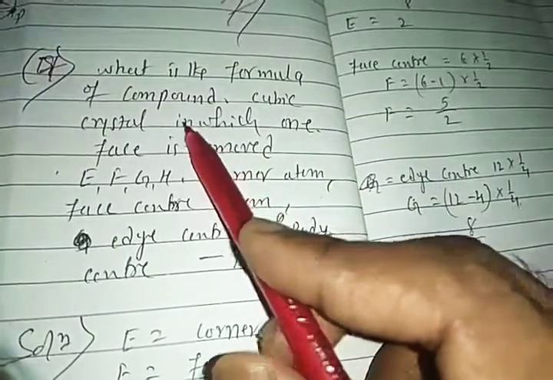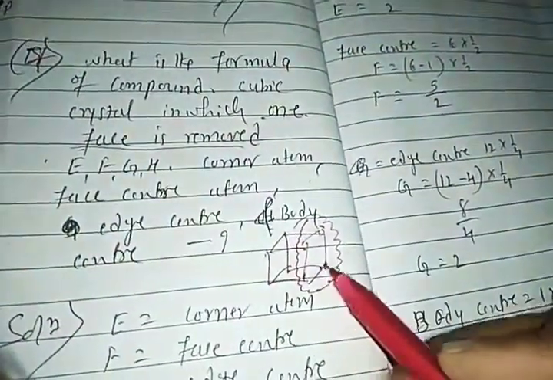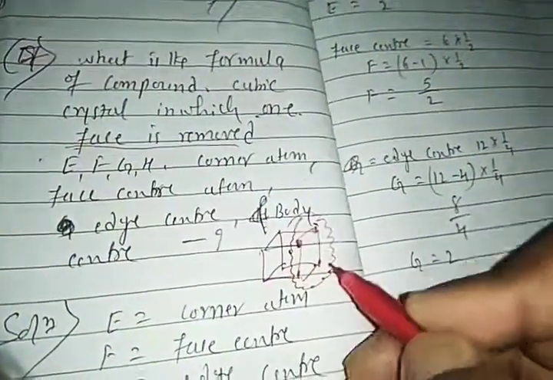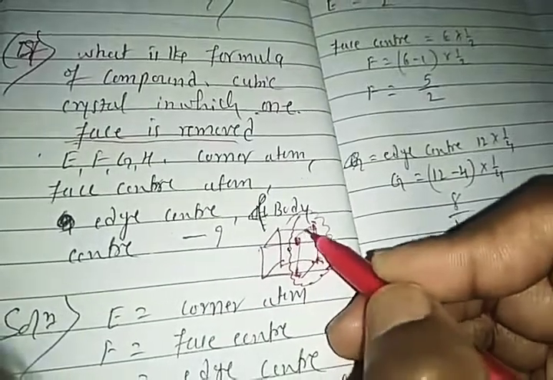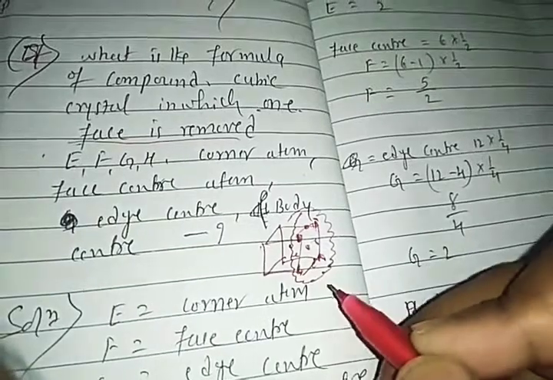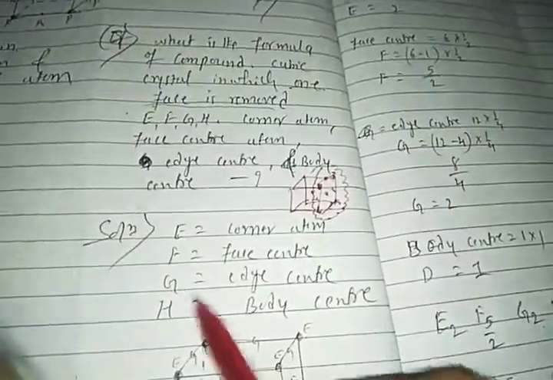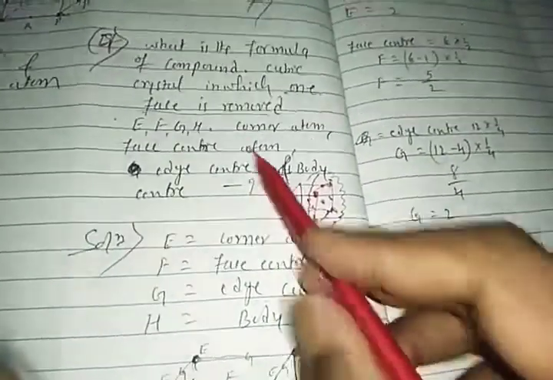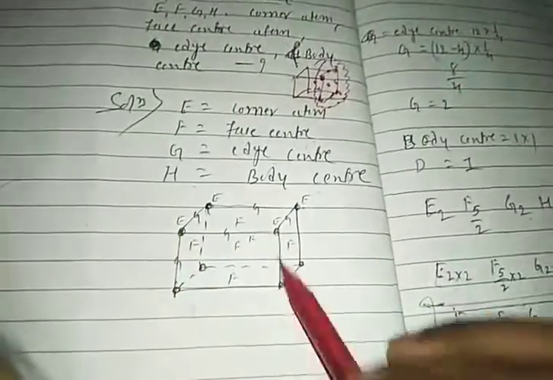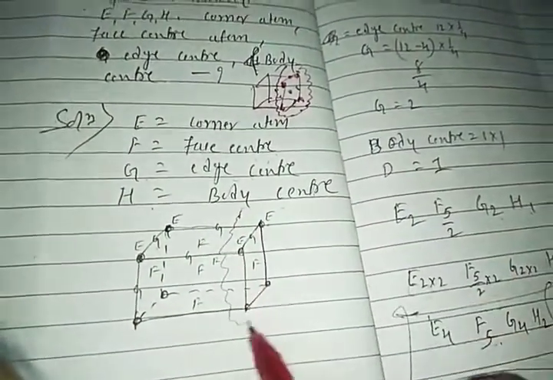One face center is removed. What is the formula of the compound crystal? If one face center is removed, this is the one face center. This face contains corner atoms 4, edge centers 4, body center, face center 1. E is the corner atom, F is the face center, G is the edge center, H is the body center. So in this, one portion is dissociating.